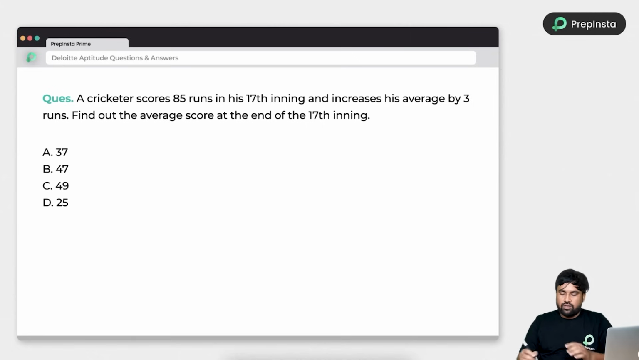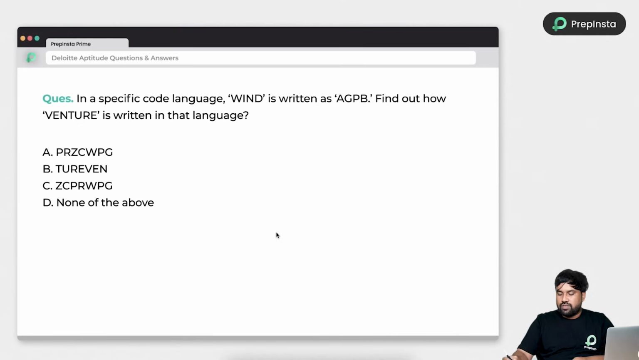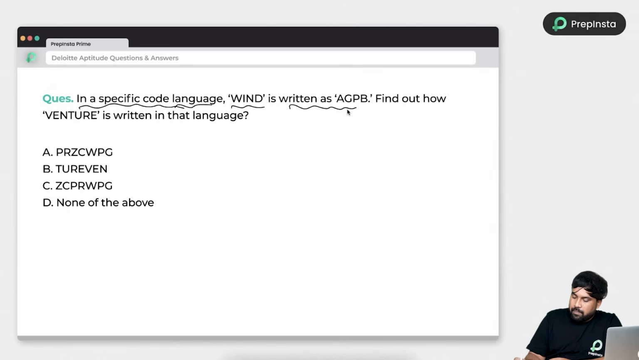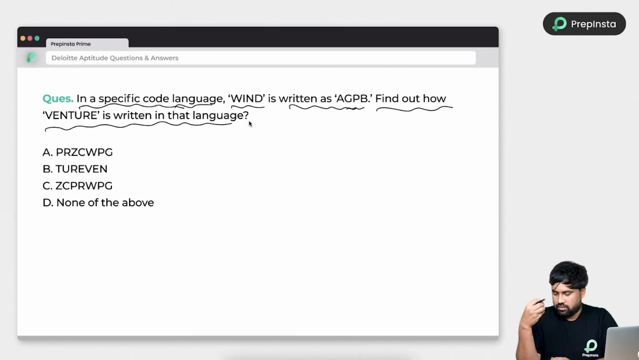So let's get back to the remaining questions and answers. The question is based on coding and decoding. In a specific code language, WIND is written as AGPB. Find out how VENTURE is written in that language. Whenever you are doing coding, decoding, or letter series problems, you always need to know how to convert alphabets into numbers quickly.